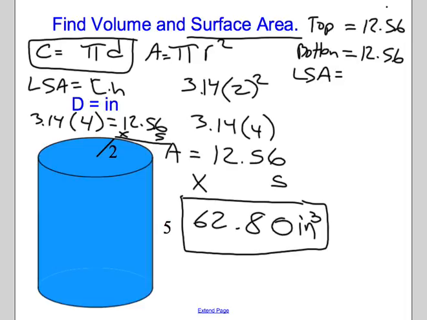I heard 72 and 62. You were right, 62.8. Good point. 87 and 92. What did you get? 87 and 92 hundredths. We're labeling surface area in inches, squared.